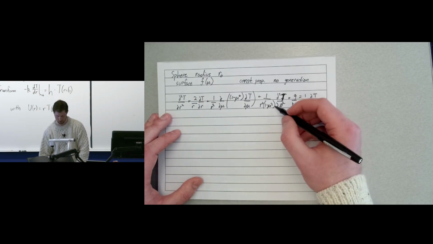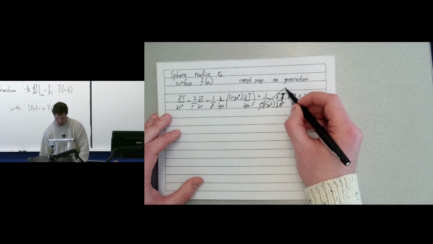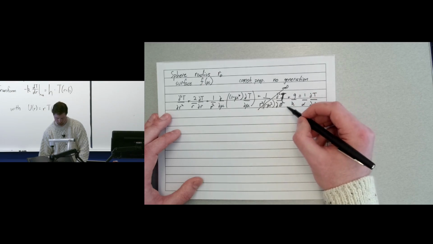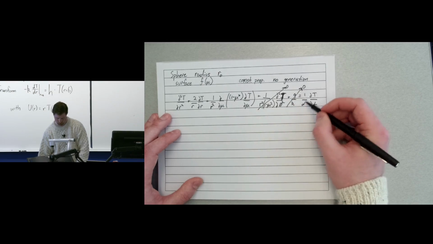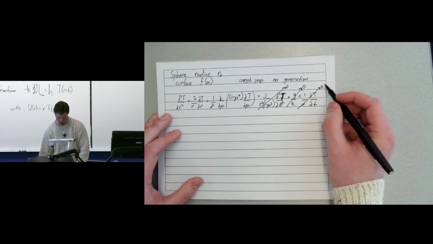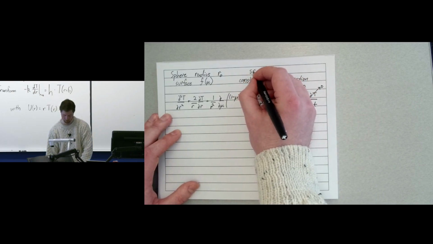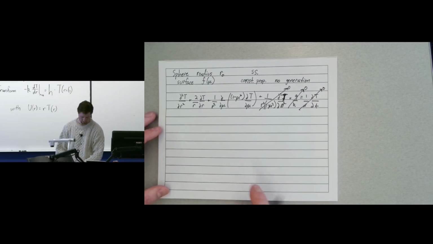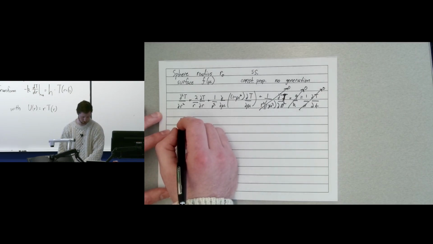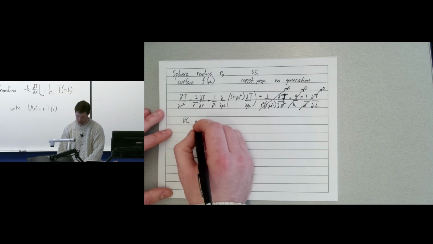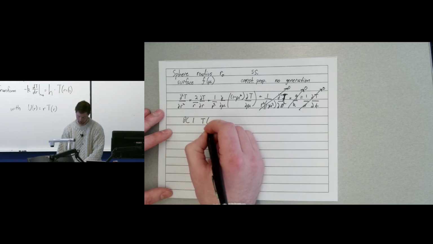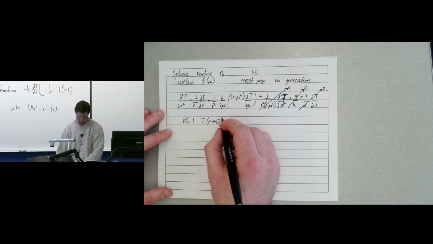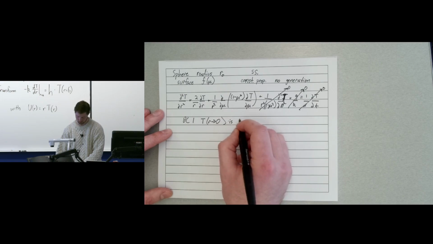We have no phi direction in this problem. It's going to be uniform across there. We have no generation, and it's steady state. I don't think I actually told you that, but it's going to be a steady state problem. So, we have 3 boundary conditions for this. Boundary condition 1 is T as r approaches 0 is finite.